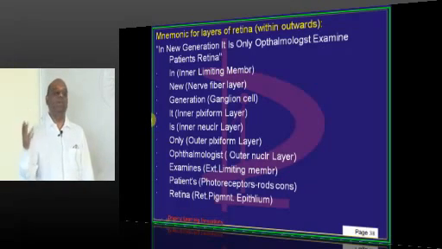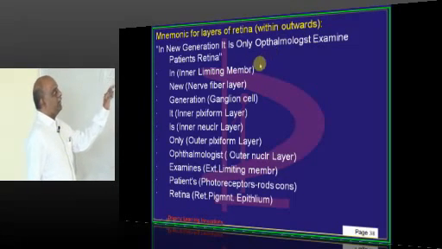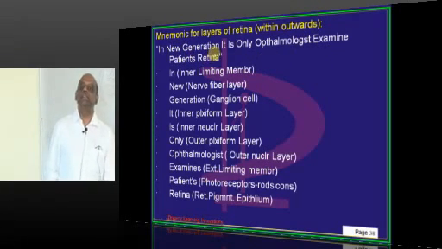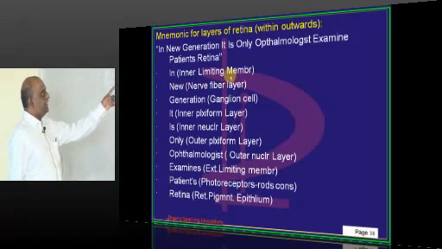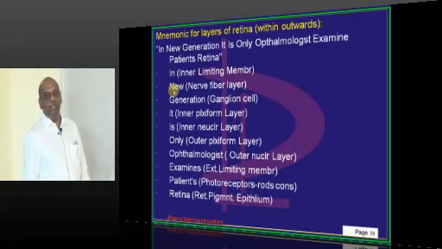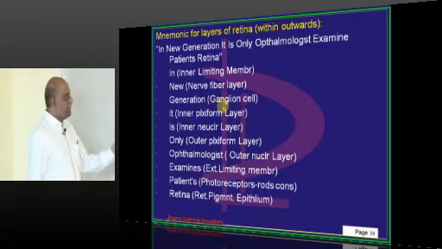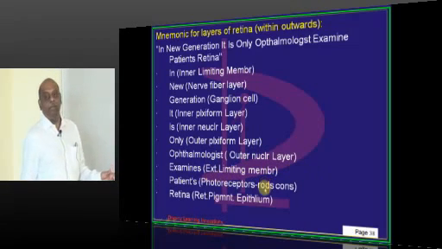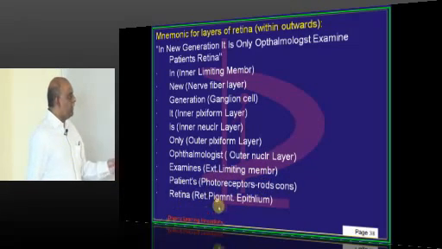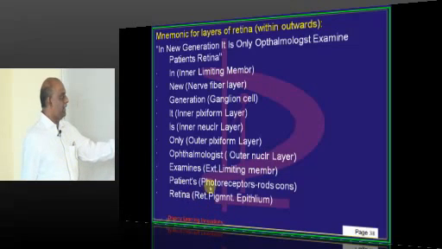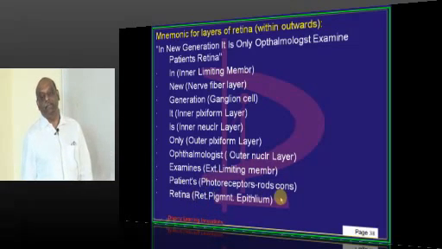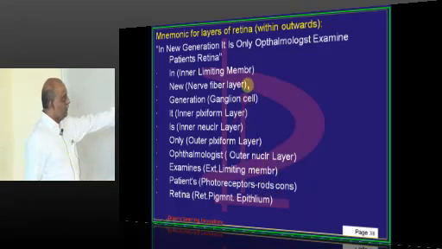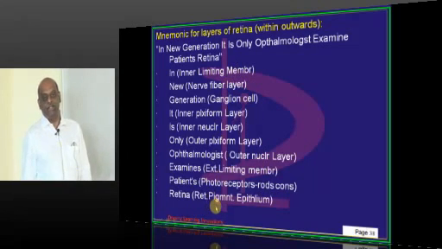So nowadays only ophthalmologists are seeing. So that way, in the new generation, it is only the ophthalmologist who examines the patient's retina. The layers are the inner limiting membrane, nerve fiber layer, ganglion cell layer, inner plexiform, inner nuclear, outer plexiform, outer nuclear, external limiting membrane, and then you have photoreceptors and the retinal pigment epithelium. That is how you need to remember the various layers.